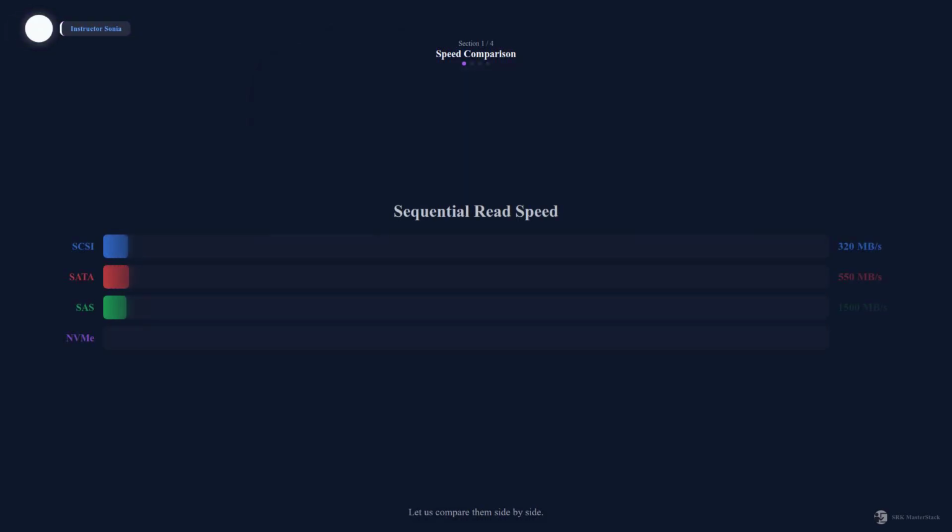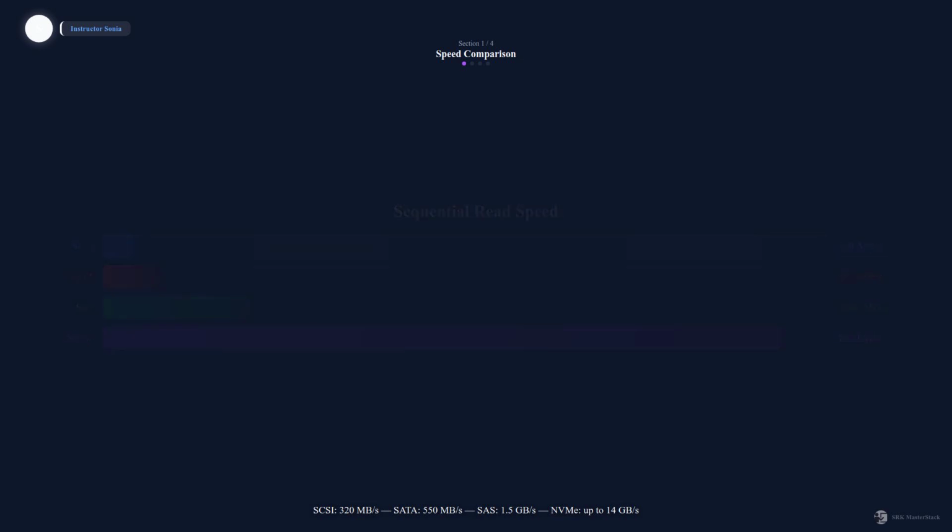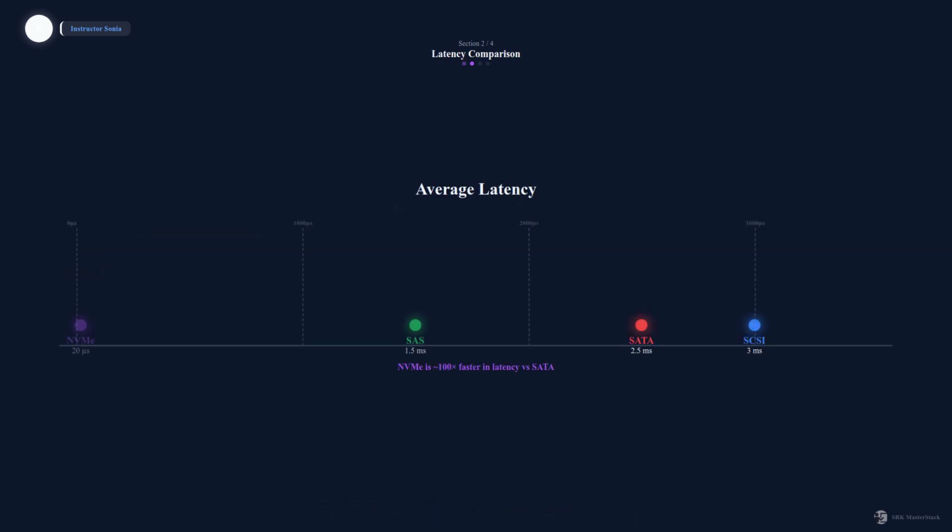So let us put it all side by side. For sequential speed, SCSI tops at 320 megabytes per second, SATA at 550, SAS at 1500, and NVMe can reach 14,000 megabytes per second on Gen 5. For latency, SCSI and SATA have around 2 to 3 milliseconds of overhead. SAS is slightly better at 1 to 2. NVMe cuts that to under 20 microseconds, literally 100 times faster.